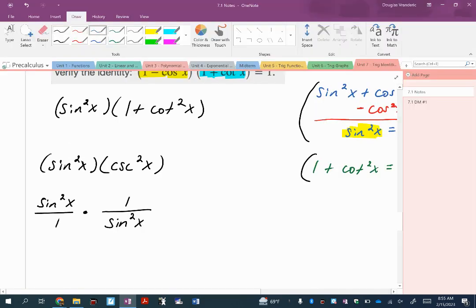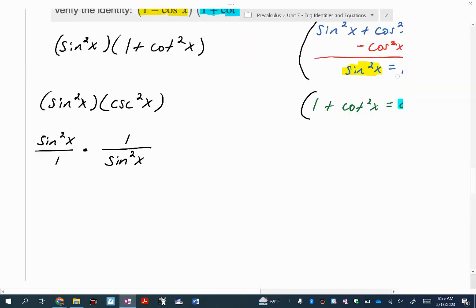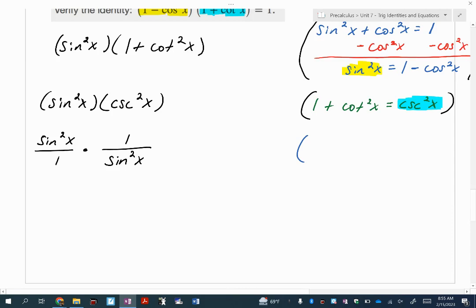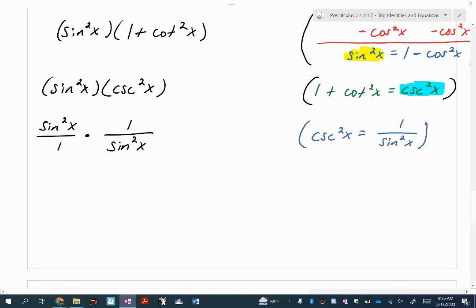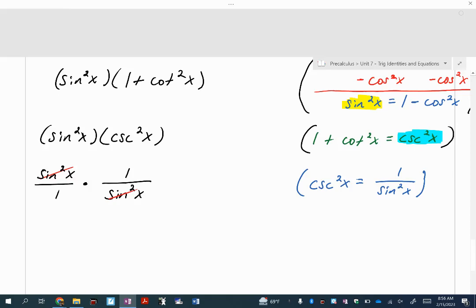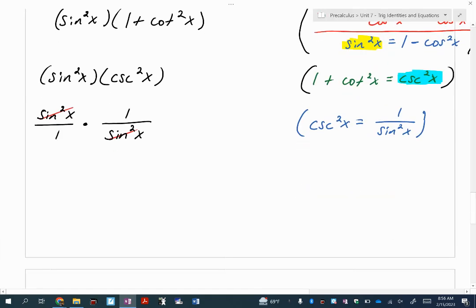And similar to what I said on an earlier problem, if you use one of the identities, like the reciprocal identity or a quotient identity, if it has squared, as long as you make what you convert it to a square, it's fine. So what I'm trying to say is cosecant squared x is the same as 1 over sine squared x. So that's a reciprocal identity. Okay, and now you should see that as we look diagonally, we're going to be able to cross out. And so it's 1 times 1 over 1 times 1, which is just 1, which is what I wanted.